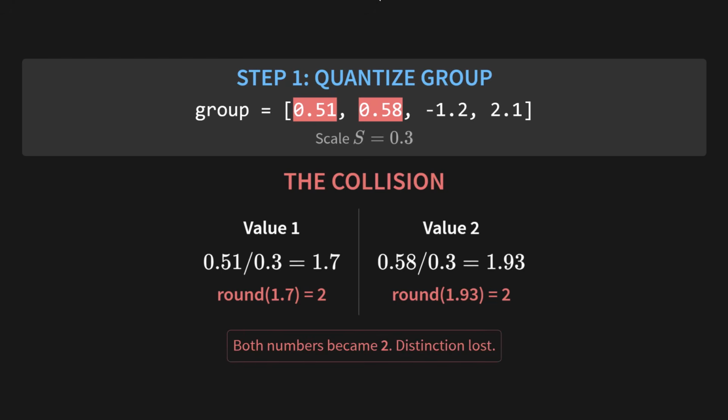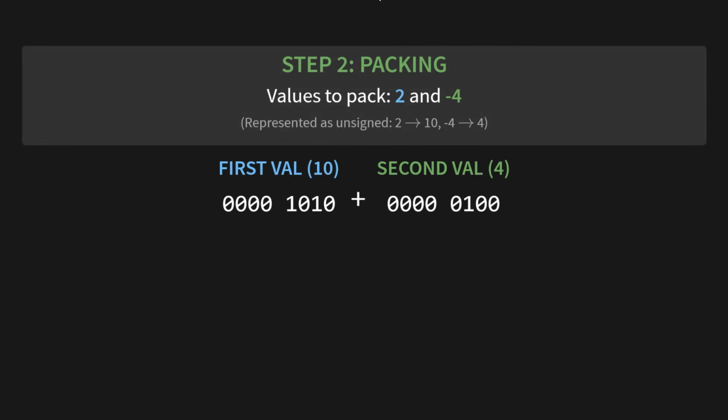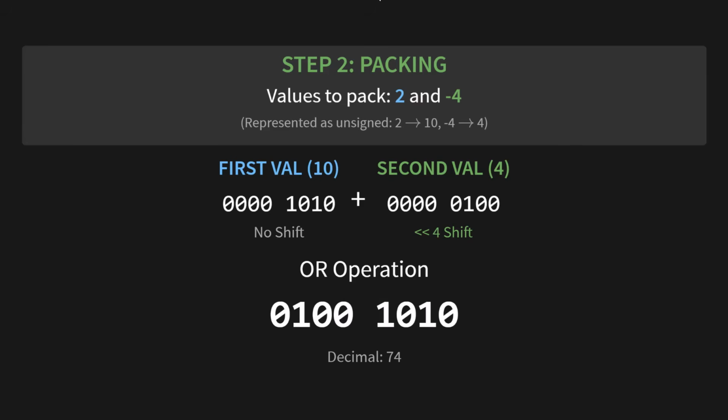All right, step 2, packing. We have our quantized integers, let's say 2 and -4. The first thing we do is represent them as unsigned integers, so 2 becomes 10 and -4 becomes 4. Now we take our first value, 10, and leave it as is. Then we take our second value, 4, and we perform a bitwise shift, moving it 4 places to the left. This pops it into the upper half of the byte. Then we use a simple OR operation to merge them. And the result is a single packed byte with a decimal value of 74.